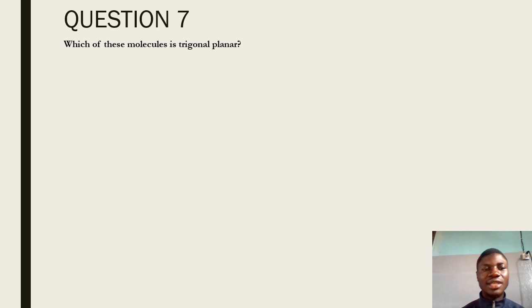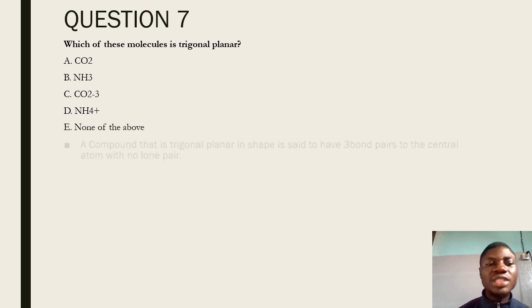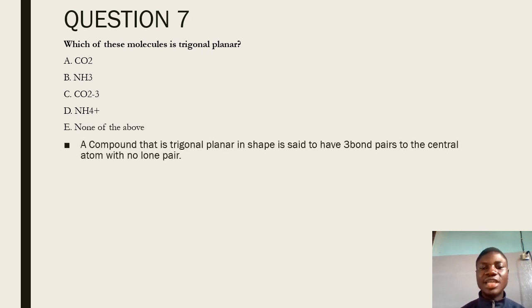Question 7 says, which of these molecules is trigonal planar? Now, for a molecule to be trigonal planar, the first thing that you must know is that a molecule that is trigonal planar has 3 bond pairs and no lone pair on the central atom.